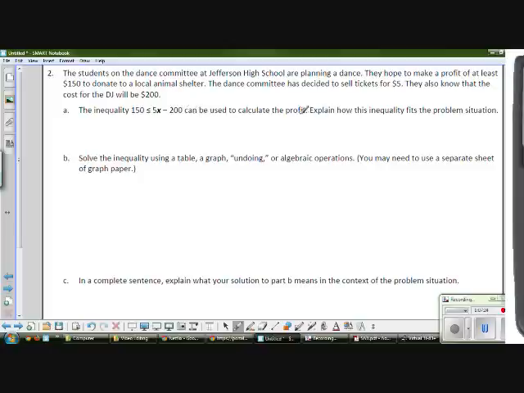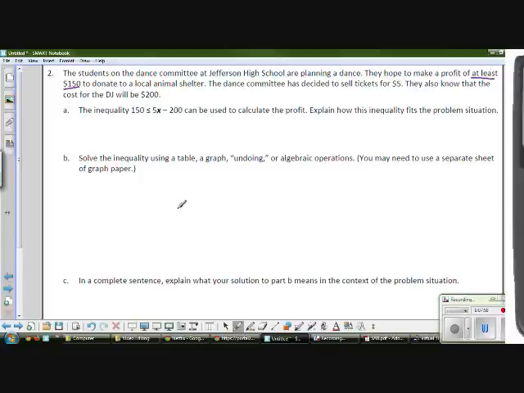Well, look what they're telling you up here. This is really where the work starts. They want to make a profit of at least $150. Well, at least $150 means their profit could actually be more. Excuse me, I misspoke. They want at least $150, but they'll be happy if they make $200, or $250, or $300. But what they're really targeting is at least $150, which means at minimum $150.